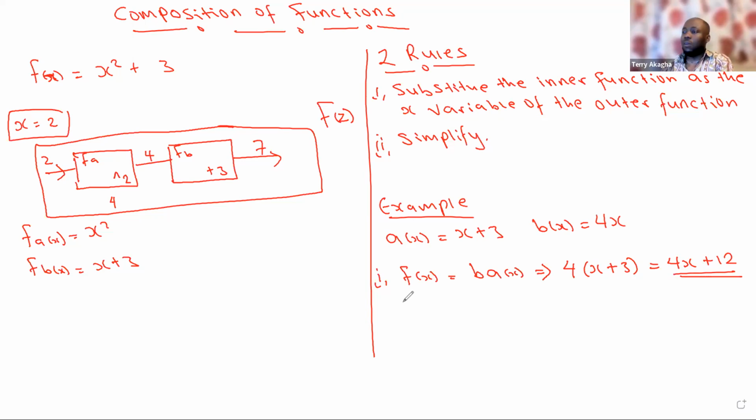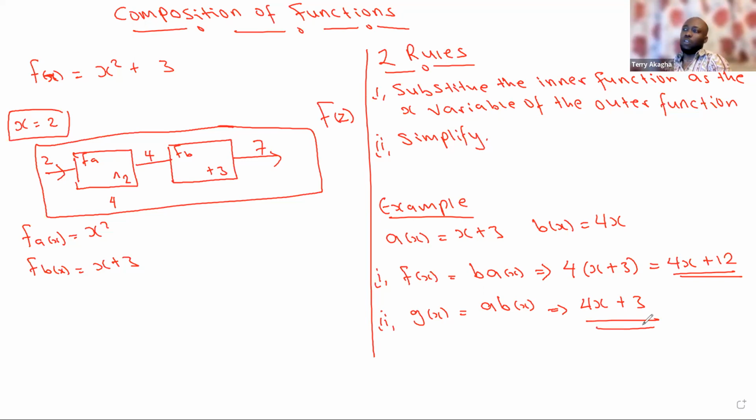Let's solve another one. Same thing. If you have g of x, and we're told it's a of b of x. In this example, b of x is the inner function, and a is the outer function. So anywhere you see x in the outer function a, you substitute b as the x. So a is x plus 3, and anywhere you see x, you put b, which gives 4x plus 3. And that will be the answer for that.